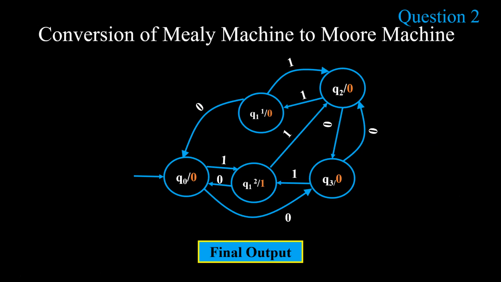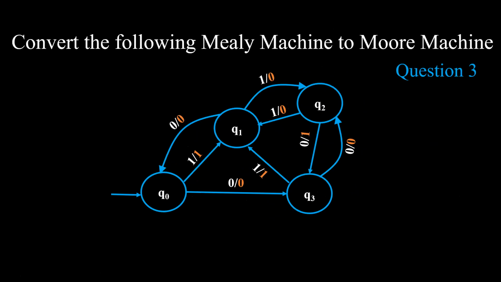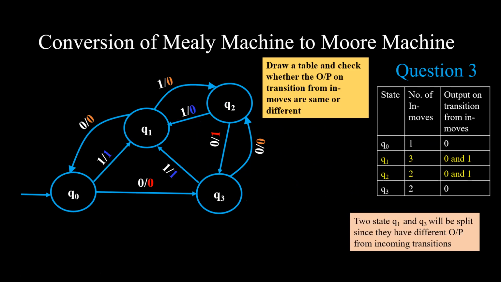Now we move to the third question, in which we have 2 states instead of 1 which will be split. Now just see this: 1, 0, 1 for Q1, and 1, 0 for Q3. Just see the table I have highlighted. 0, 1, 0, 1. So that means two states will be split in this case.